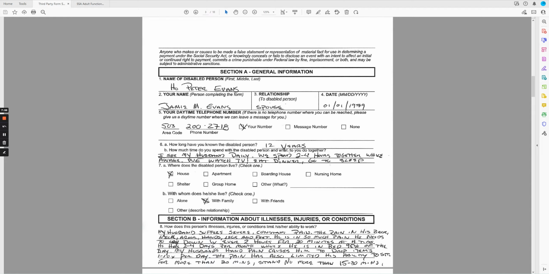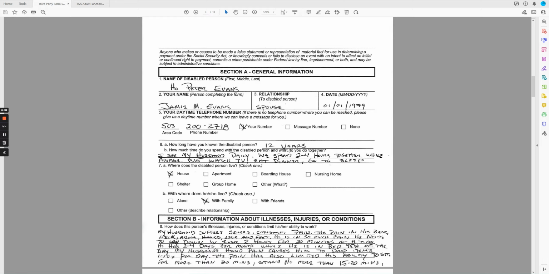So how long have you known the disabled person? This comes down to credibility. If it's someone you barely know, then they're not going to take this form and the information very seriously. We use the word credibility in legal terms, but they'll say it's not credible because you don't really know the person. If it's someone you see on a daily basis, that's far different than someone you see once or 2 times a year, or someone you've only known for a few months. So how long have you known the disabled person? Here we wrote down 12 years.